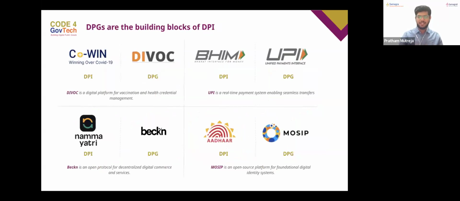So this is called digital public infrastructure, and it has building blocks. There are certain tech pieces which are big enough and cater to the entire population. In those, certain smaller pieces of tech are used. Those smaller pieces of tech are known as building blocks for digital public infrastructure, and we call them digital public goods. For example, we got our vaccination certificates from CoWIN. CoWIN used DIVOC for credential management. DIVOC is an open source piece of technology. All of us have Aadhaar cards, and Aadhaar uses a DPG known as MOSIP for digital identity systems.